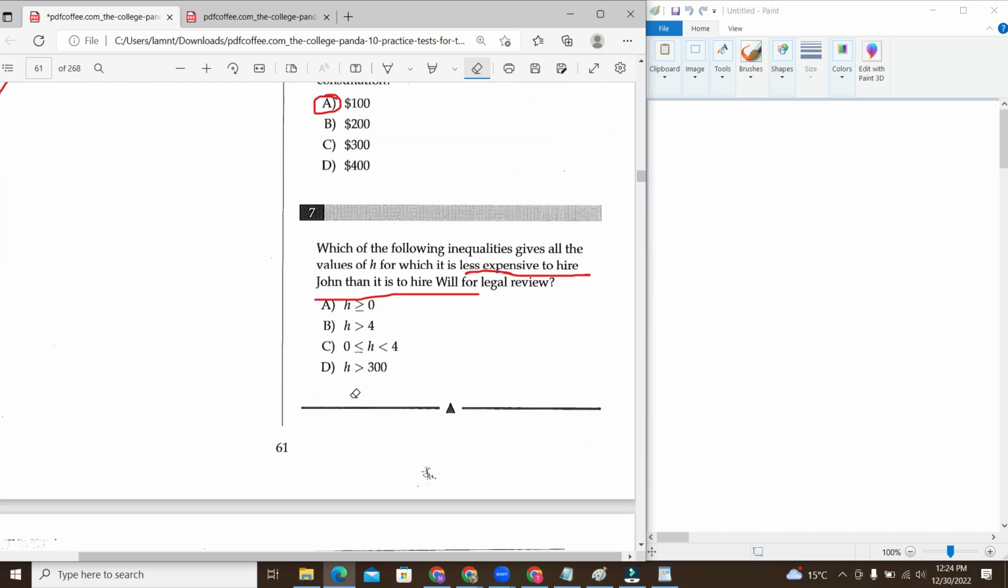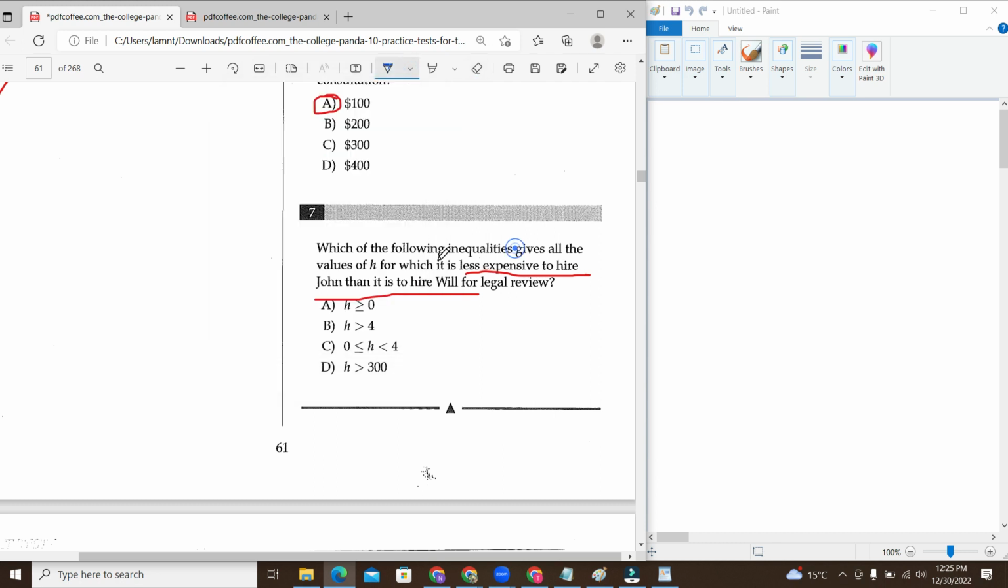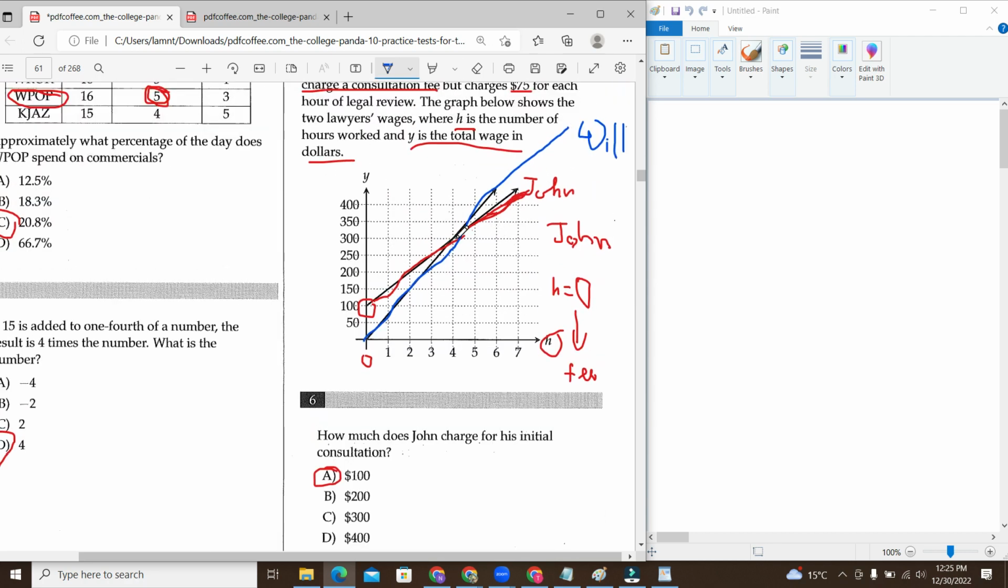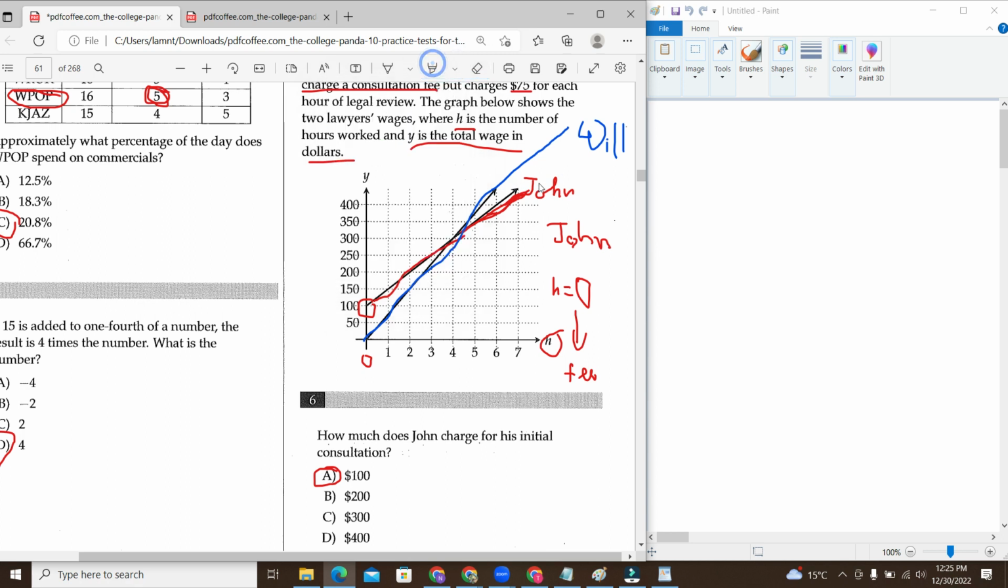So they asked, for which range of hours is John less expensive than Will? You can see it is this part, this area where John lies under Will.